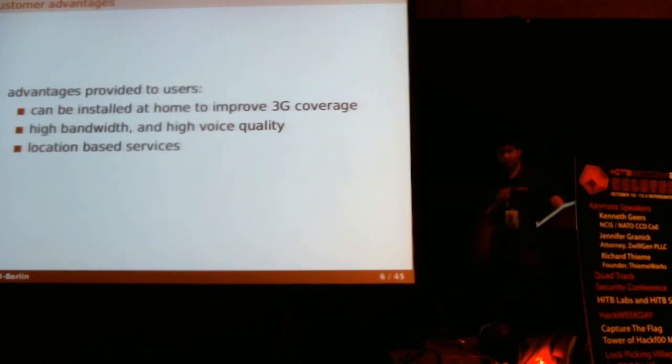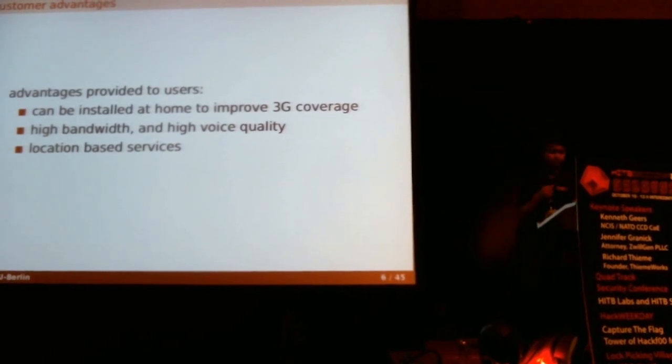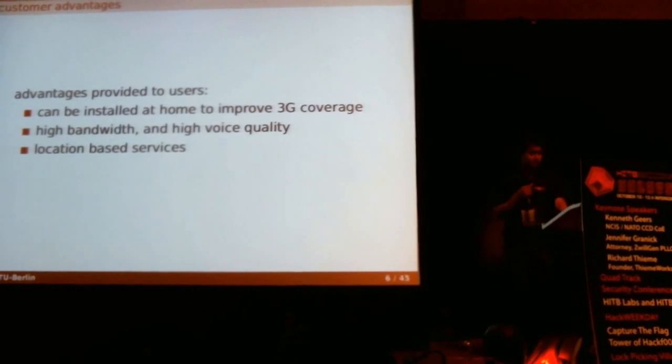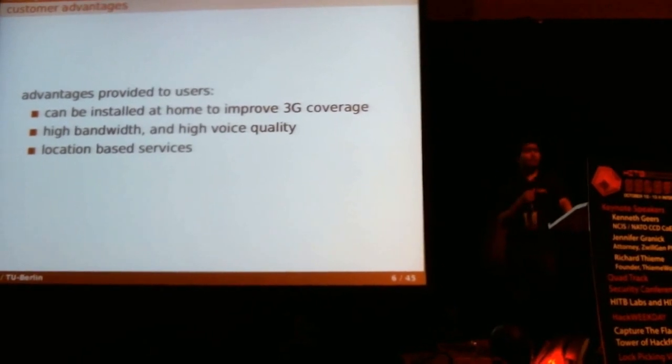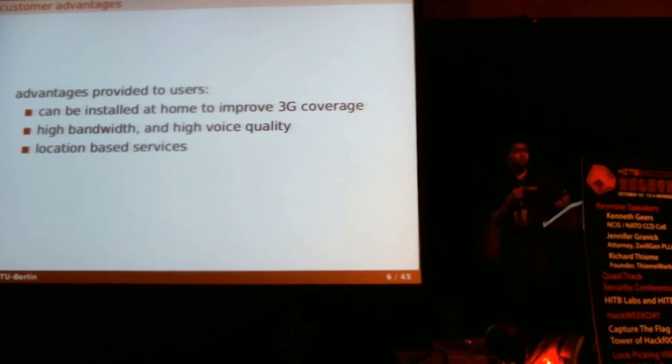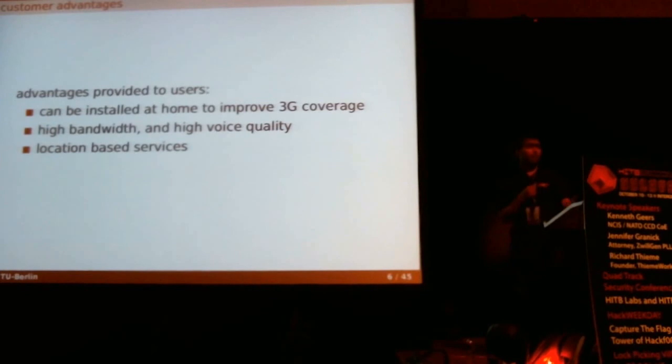And what are the advantages for users of having these femtocells? When you buy one, the greatest advantage is that in your home you have improved 3G coverage. When you connect your phone to this femtocell, you will see full bars on your mobile. You have full coverage, full data coverage, high bandwidth, high voice quality. Also, you have add-on location-based services that they are trying to produce. For example, when your kids arrive at home, you will get an SMS from the femtocell automatically saying your son is at home now. So it's some location-based services.